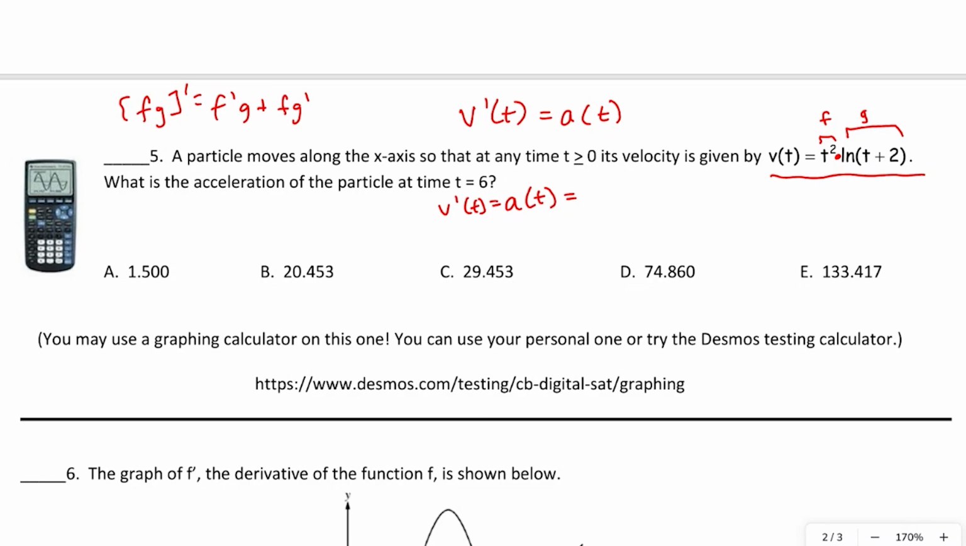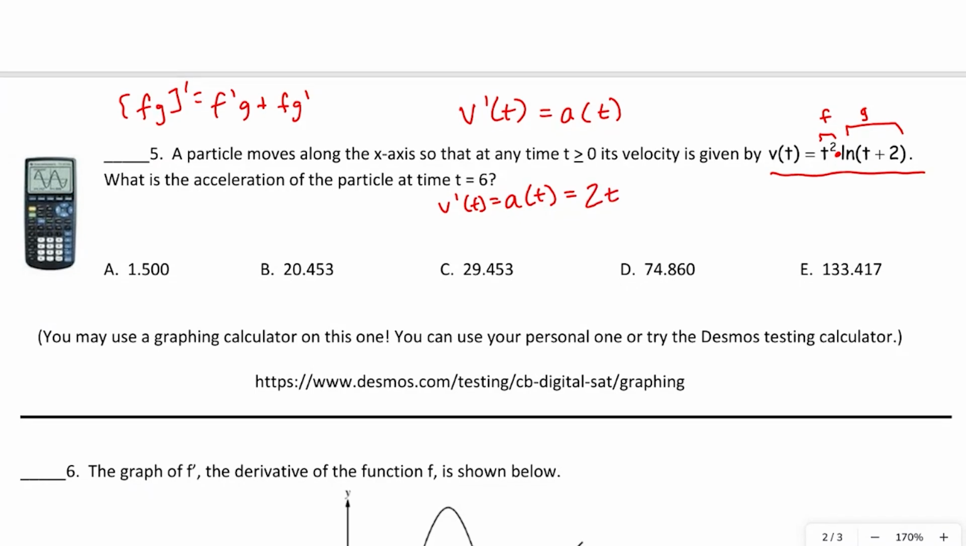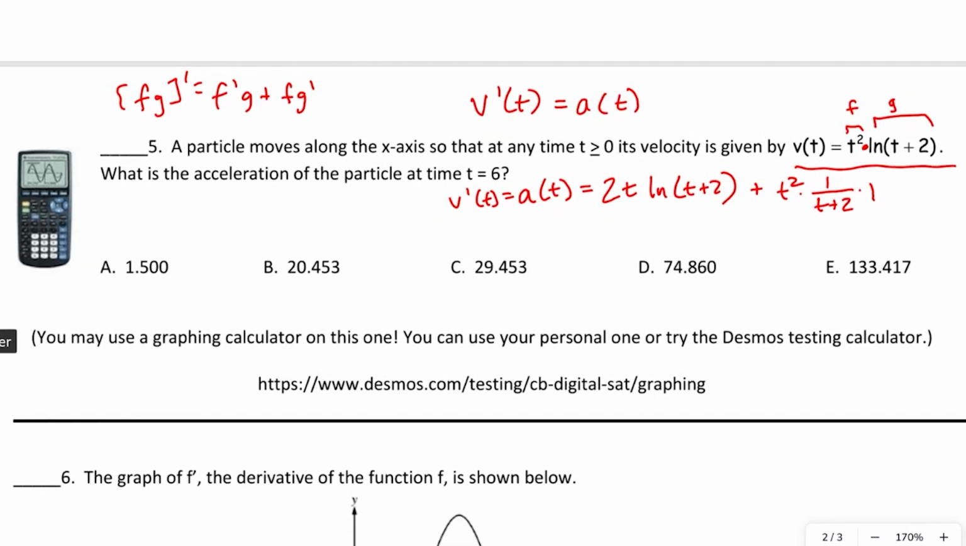So first I need to differentiate t squared, and that's just going to be 2t times g, so that's times the natural log of t plus 2, plus f, which is t squared, times the derivative of g, which is 1 over t plus 2 times the derivative of t plus 2, which is actually just 1. So even though we're really supposed to use a chain rule here, the derivative of t plus 2 is 1. We don't have to write that times 1, but I just want you to see that, yeah, we did use chain rule. It's just the way it worked out.